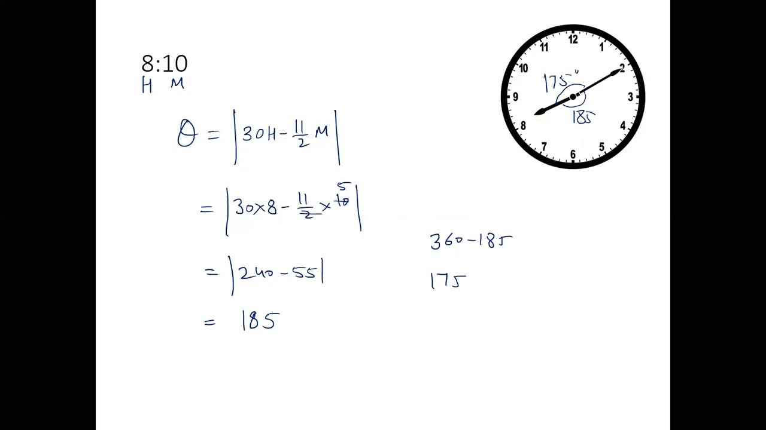There will always be two angles. One will be either acute or obtuse and the other one will be reflex. So the reflex angle is 185 degrees. And the other angle, which is the obtuse angle, is 175 degrees.